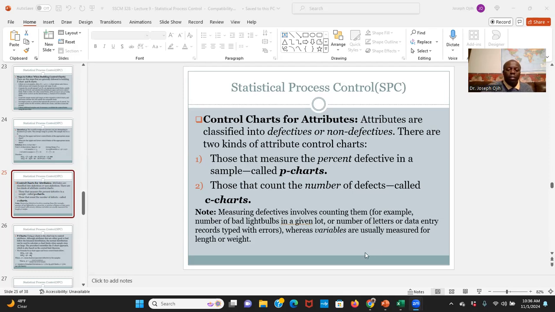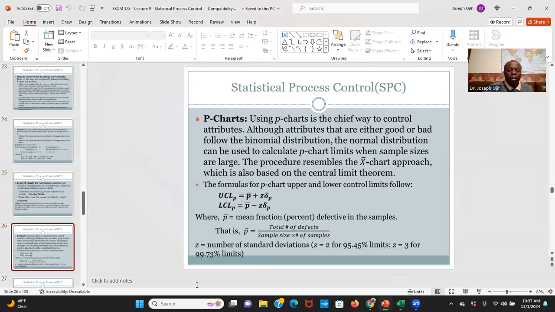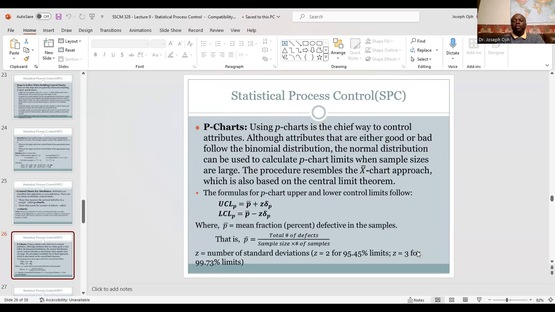Now, let's see my screen. Everybody's in. Okay, good. Now let's look at the other information we need for this. We're talking about the P chart. We use the P chart as a quality control tool for attributes. Note that attributes that are either good or bad, we assume they follow the binomial distribution. The normal distribution can also be used to calculate the P chart, because we have a normal approximation of the binomial.